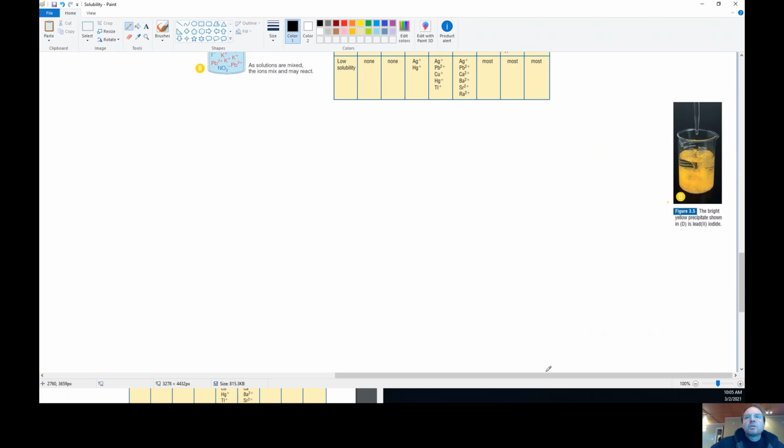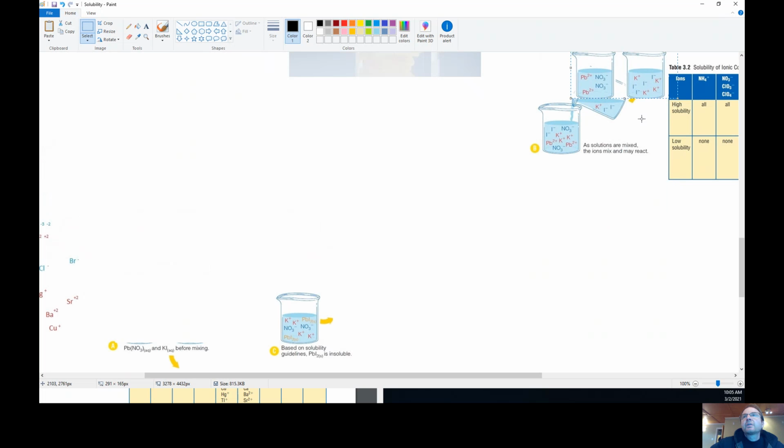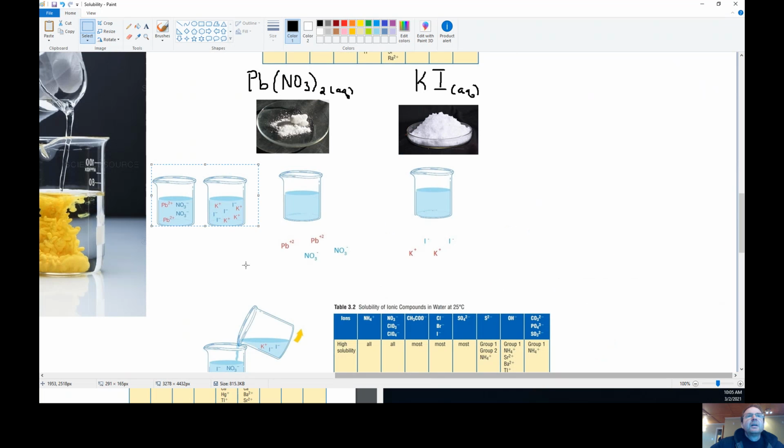So let's just go over here. I'm going to grab these two beakers. Oh, this is going to be fun. And pull them over here for us. Obviously not in a real science lab right now.